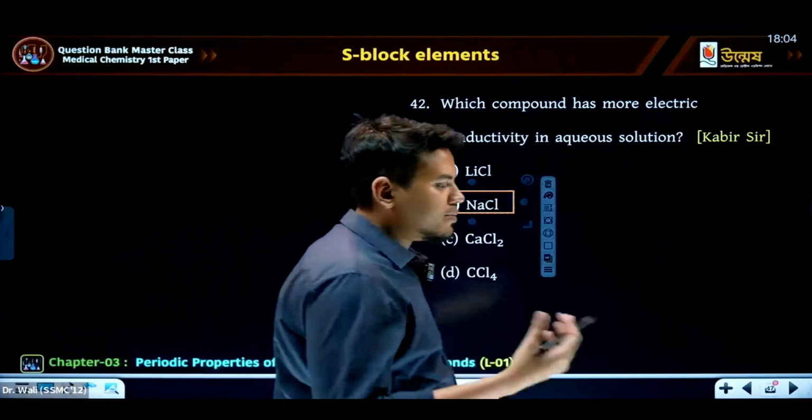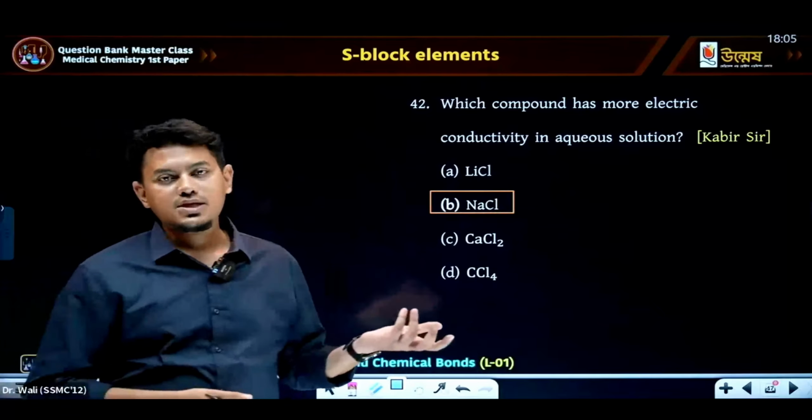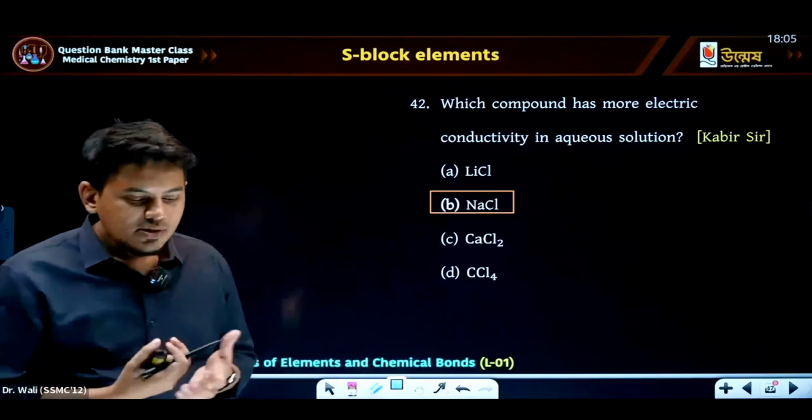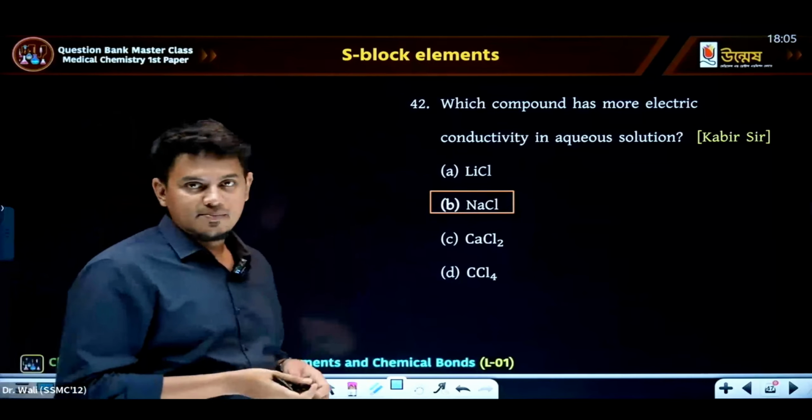Since lithium is smaller, it has the potential to polarize the chloride ion. The more the polarization, the more the covalent nature. Since covalent nature will decrease the electrolytic nature of that compound, certainly sodium chloride gets the upper hand over lithium chloride.